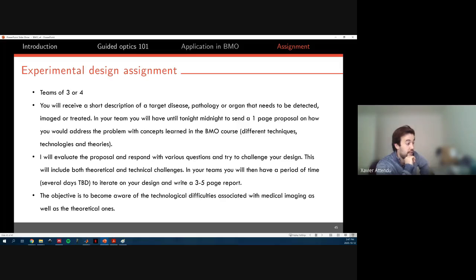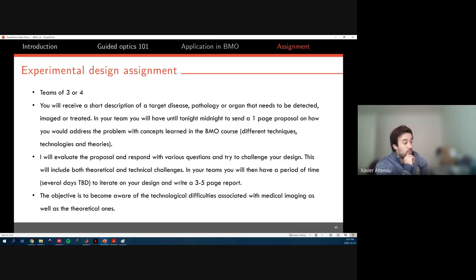I'll evaluate these 1-page proposals, and I'm going to challenge you on all scientific, physical and technological aspects. I'm going to ask some questions. How would you do this? How does this work? Have you taken this into account? Different constraints, and so on and so forth. Then you'll get a certain period of time to iterate on your design, and in the end submit a 3 to 5 page report, which gives a more in-depth description of your proposed design.